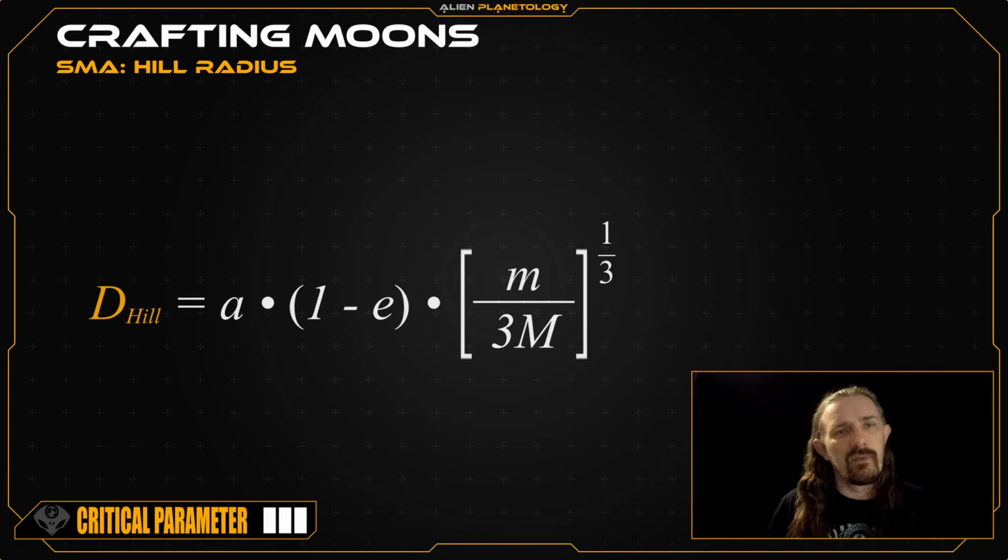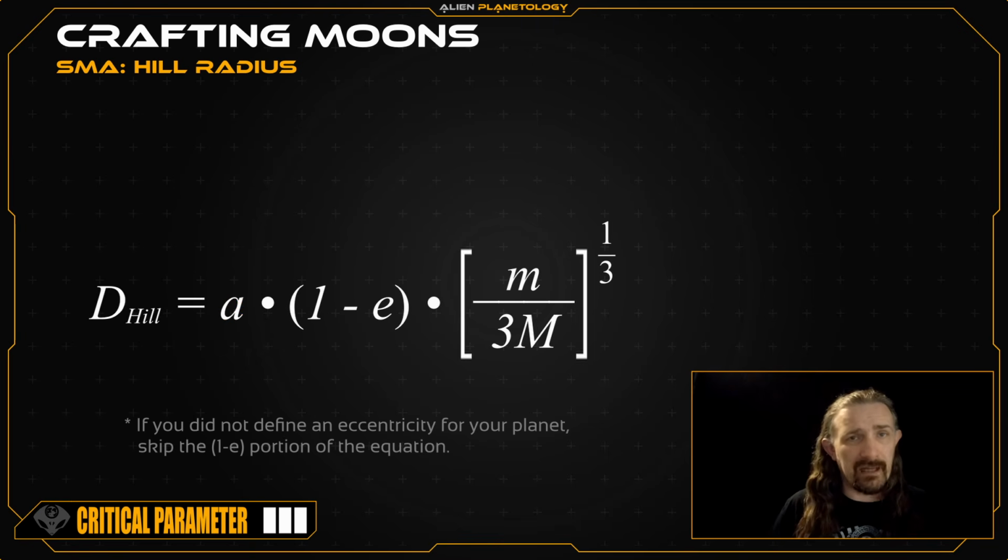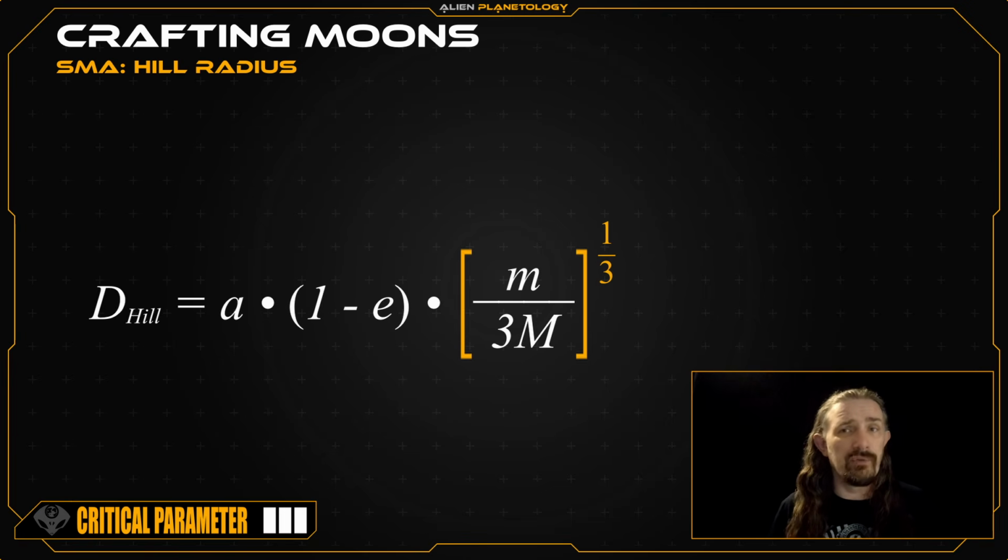boundary. The Hill radius is equal to the semi-major axis of the planet's orbit around the system's star times the remainder of 1 minus its eccentricity multiplied by the cube root of the planet's mass divided by 3 times the mass of the system's star.